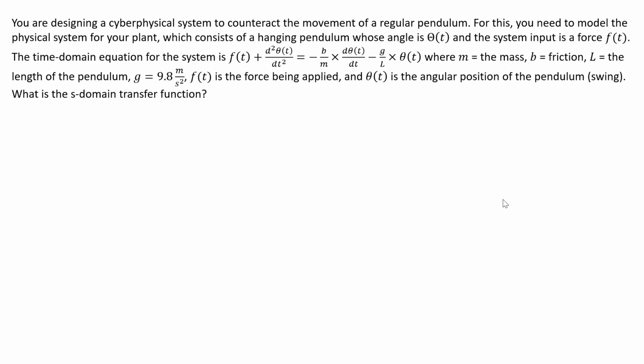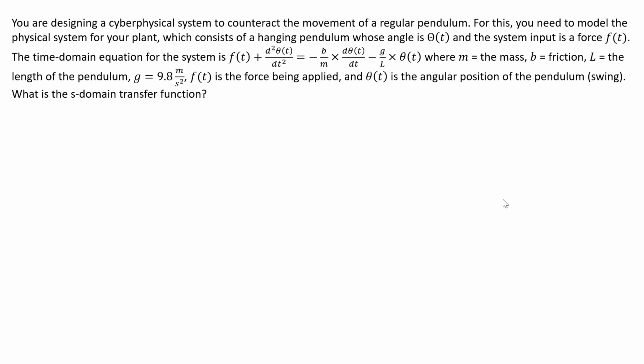So the time domain equation, this is actually the real equation for a pendulum. Of course, ideal pendulum, no air resistance, no friction in the system. Oh no, I do have friction. I'm sorry, I take that back. B, I do have a friction term. So it's F(t) plus the second derivative of the angle equals negative B over m, where B is the friction, m is the mass of the pendulum, multiplied by the first derivative of the angle, minus g, which is gravity, over L, which is the length of the pendulum, and then multiplied by the angle. So it looks complicated, but it really isn't.